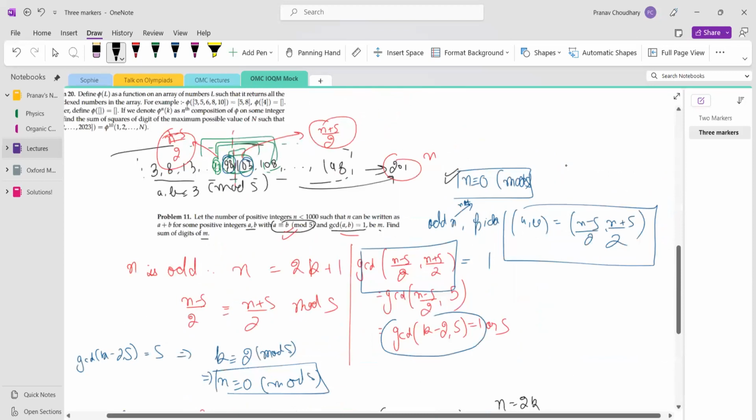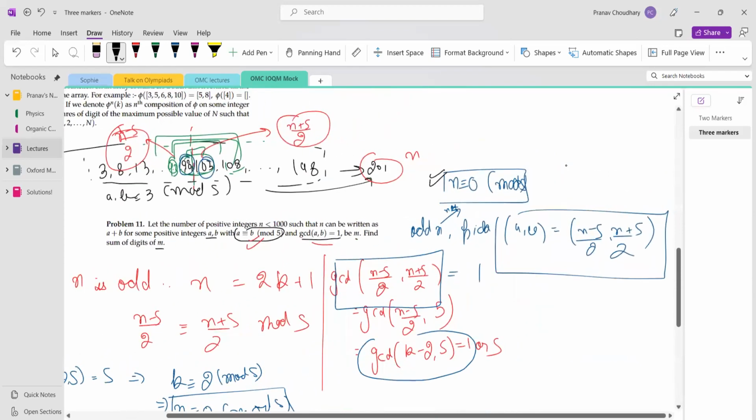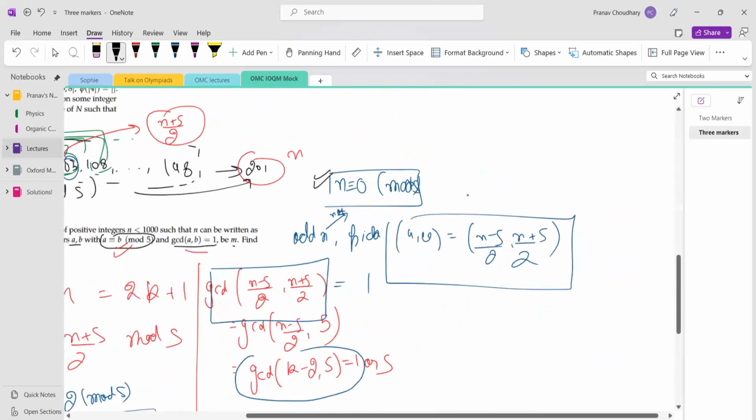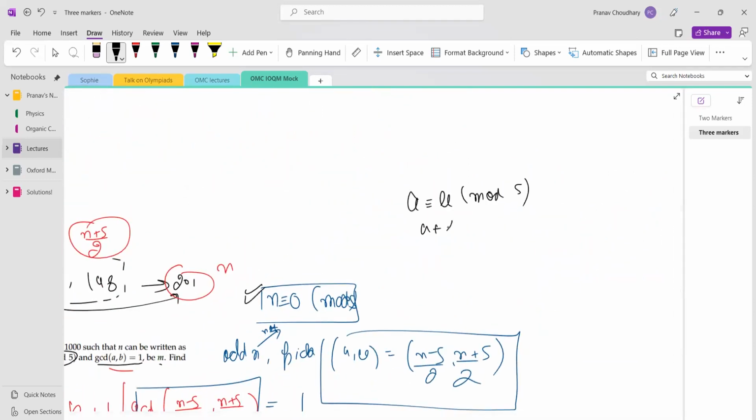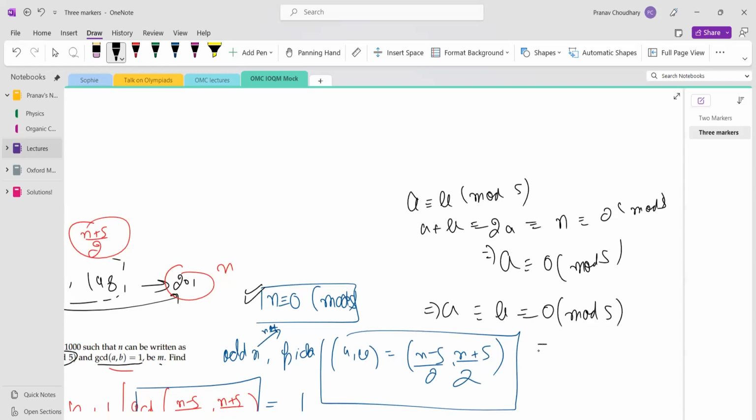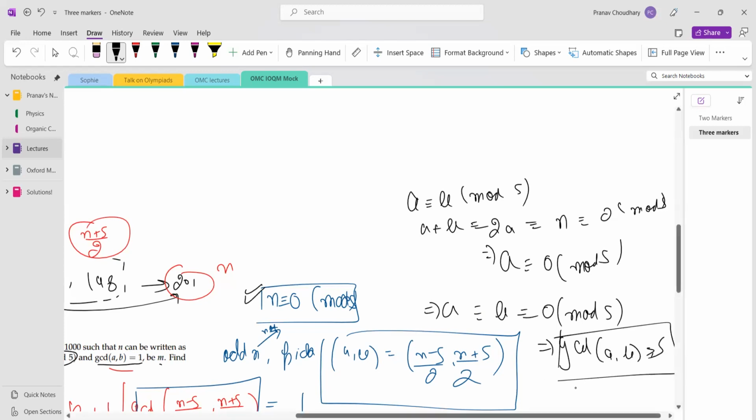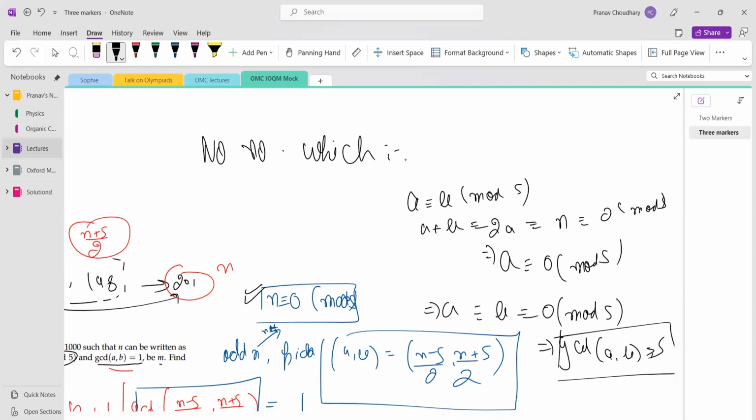For 0 mod 5, the thing is, A and B are congruent modulo 5. A plus B is congruent to 2A mod 5, which should be congruent to N, which is congruent to 0 mod 5, right? Because A plus B is equal to N. Which implies A is congruent to 0 mod 5, which means A and B are both 0 mod 5. This implies GCD of A comma B is at least 5, which is not 1, right? So no number which is 0 mod 5 works.